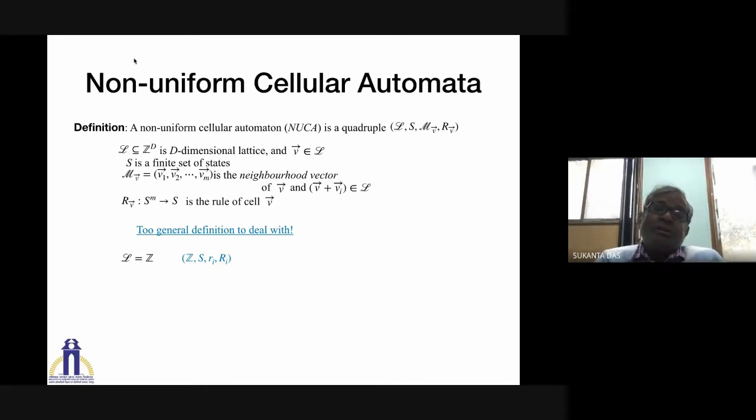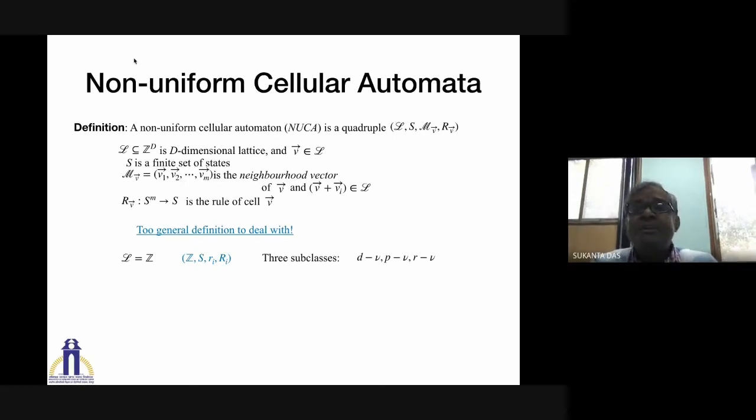So for this class of CA, three subclasses were defined. Let me talk about these three subclasses. We sometimes call them d-NUCA, p-NUCA, and r-NUCA. So these three names were given. They are the subclasses, right?